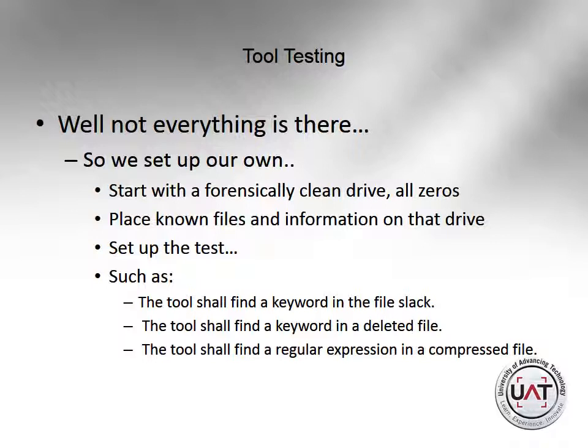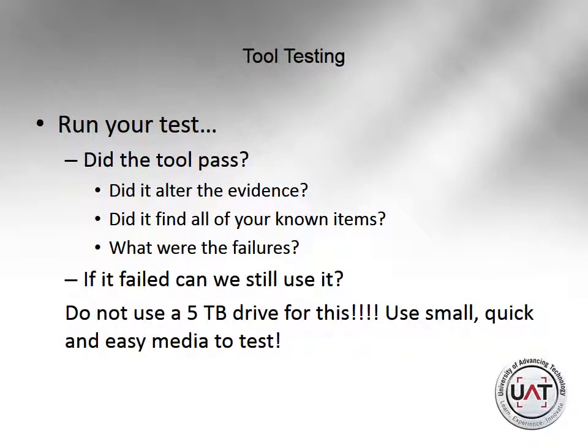And then we go through the testing, we use our write blockers, we use the tool to find those. Did it find them? Yes. It confirmed the hypotheses that it should find them? Perfect. Do it again? Verified. Run your test. Did it pass? Did it alter the evidence? Go back and look at that known image. The hashes should match, right? Before and after you run the test. If they don't, uh-oh. What happened?